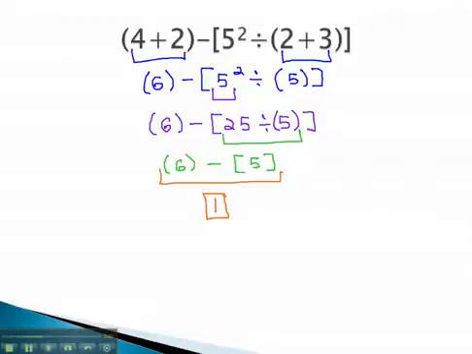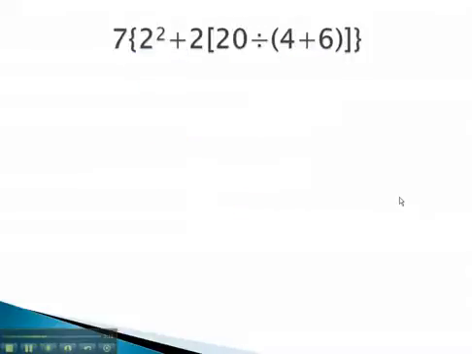So as you see, we start with the innermost parentheses and work our way to the outer parentheses. Let's do another example where we can see that work out. This problem has several parentheses in it. You'll notice a curved bracket parentheses, a square parentheses, and a curved parentheses. We will start with the innermost parentheses, the curved parentheses.